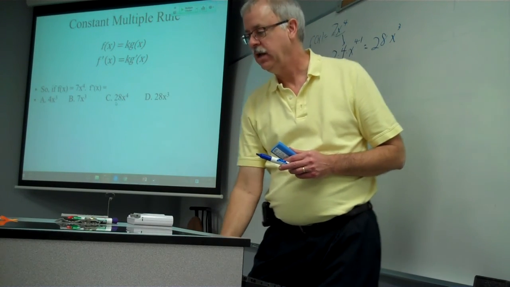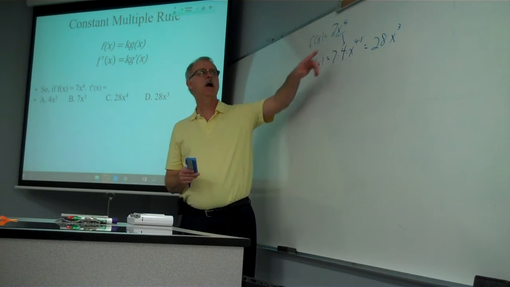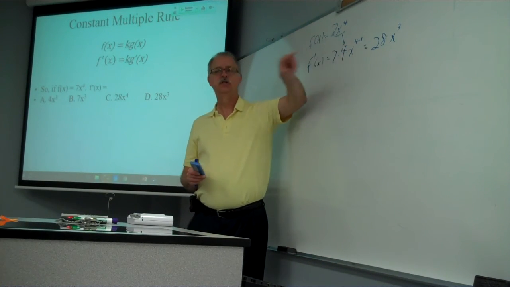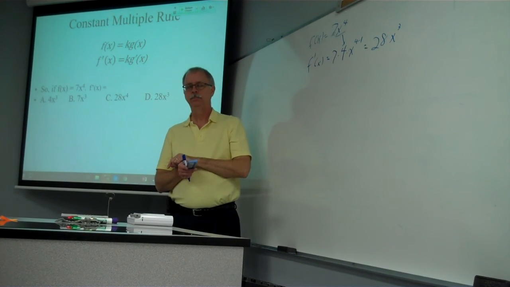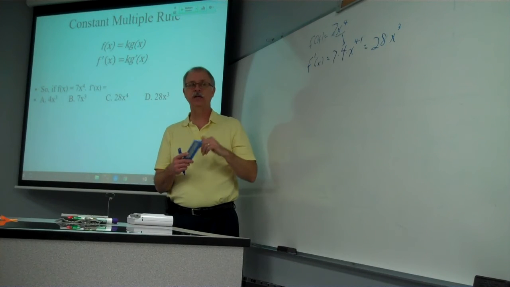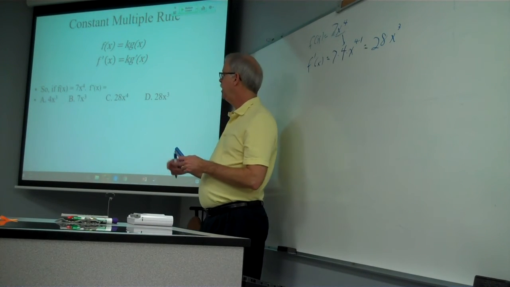Those that said c forgot to subtract 1 from the power. So we're bringing the power down. We also then subtract 1 from the power. We get a new power that's 1 smaller, or 1 is subtracted from. So we get 28x to the 3rd.